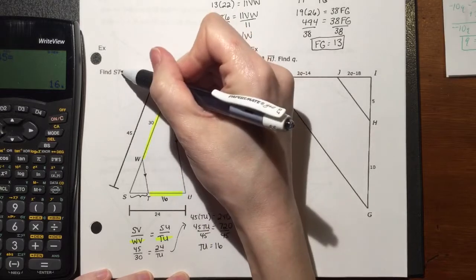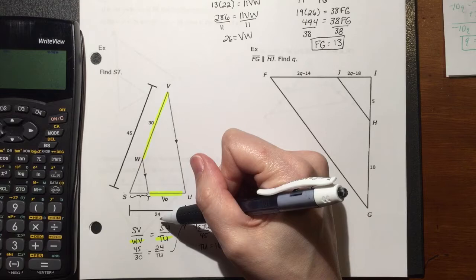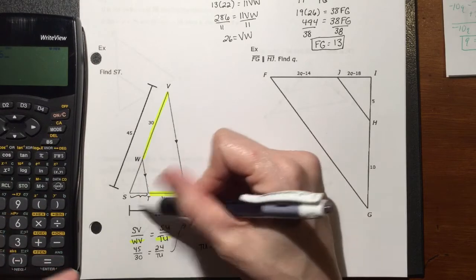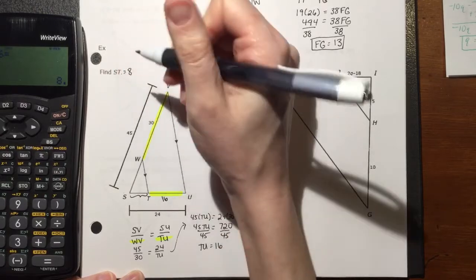But if we remember, they wanted us to find ST. So the way we get ST is to do 24 minus 16. So the whole total thing minus the part we don't want. And that's going to give us 8.